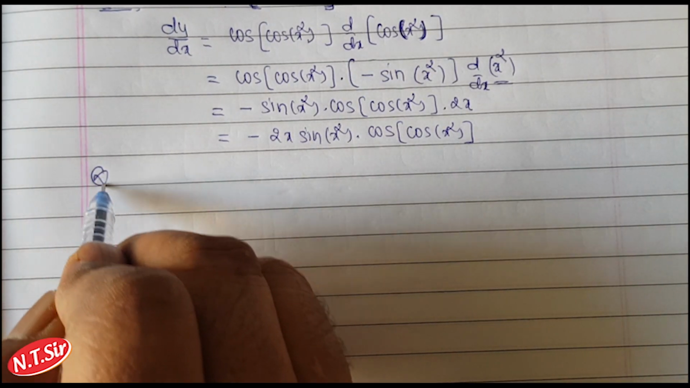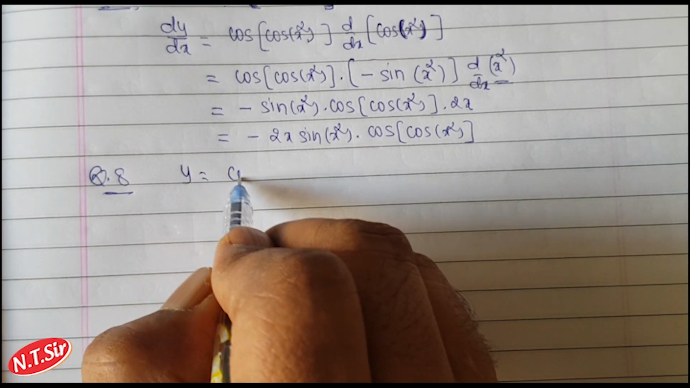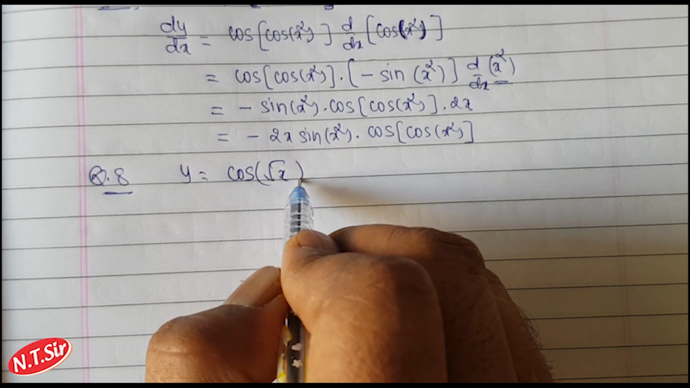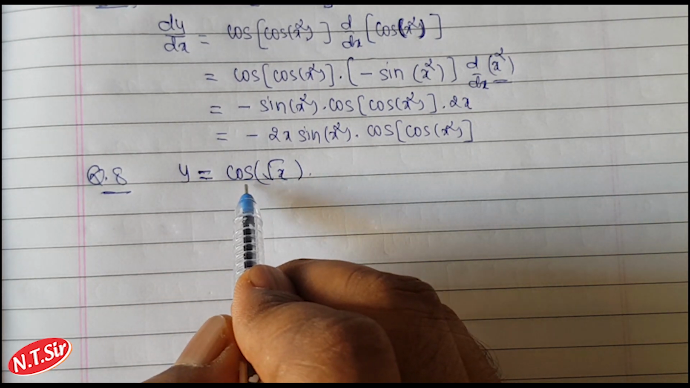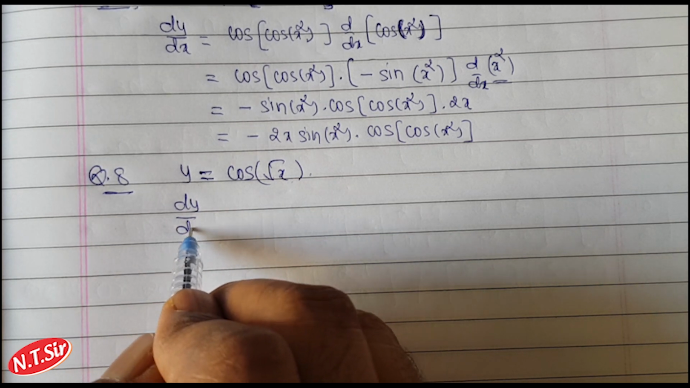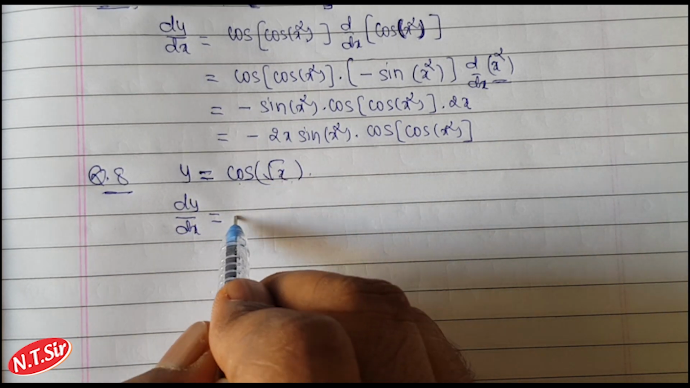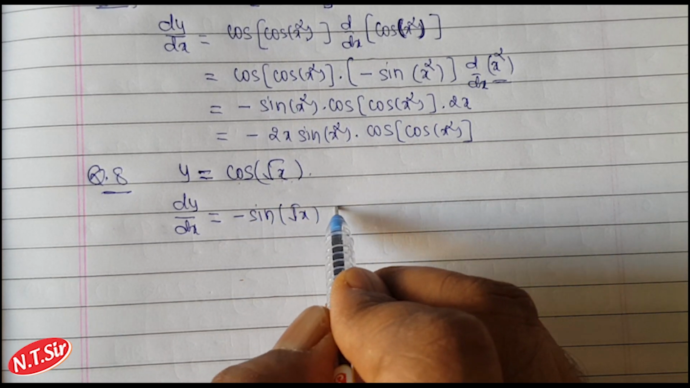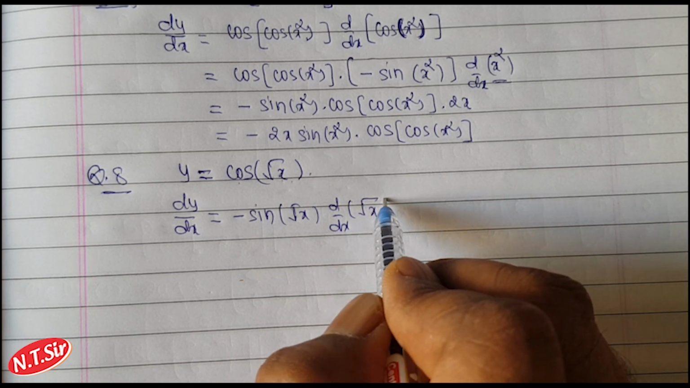Question 8. y is equal to cos root x. Now this is y is equal to cos bracket. So dy by dx is equal to derivative of cos bracket is minus sine bracket and derivative of bracket again, that is root x.